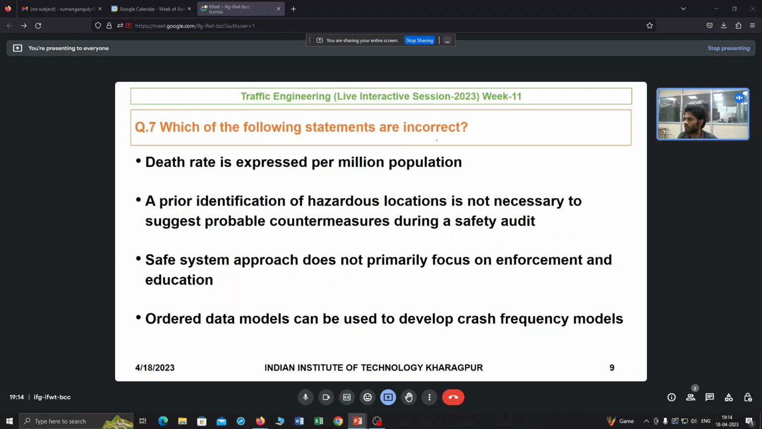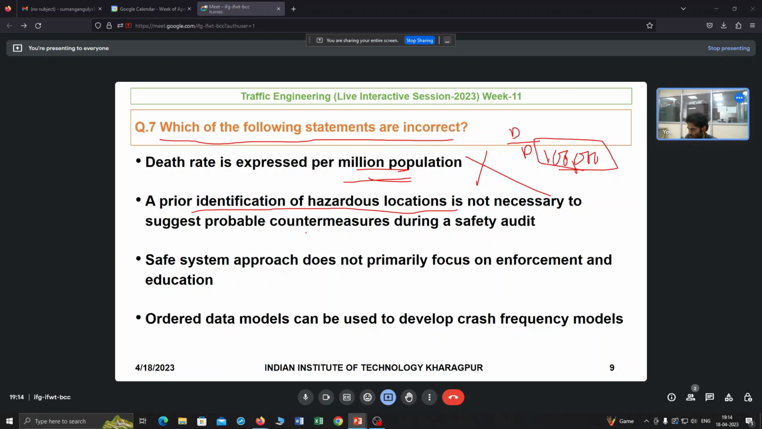So which of the following statements are incorrect? Death rate is expressed as per million population. Actually, death rate means number of deaths per population, but it is usually per 100,000 population, not per million. It is the 100,000 population. So it is incorrect. A prior identification of hazardous location is not necessary to suggest probable countermeasures during a safety audit.